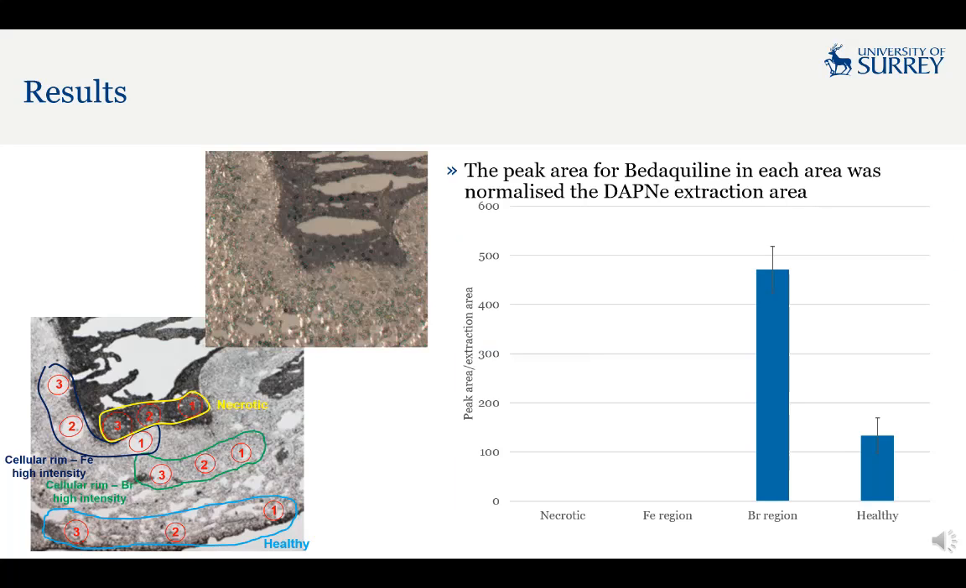When averaged across each area, it can be seen that the intensity was higher in the bromine region, which suggests this is the reason for the high bromine signal.